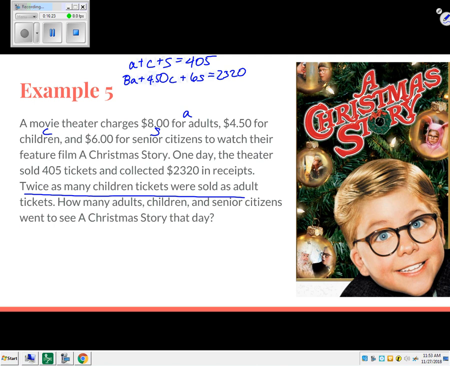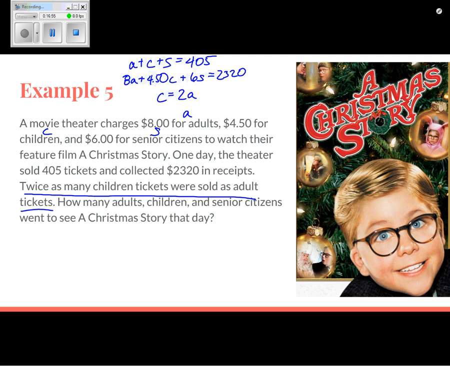Twice as many children tickets were sold as adult tickets. So twice as many children came as adults. That means if I take the number of adults that came, multiply it by 2, it should equal the number of children. Think of it this way. Twice as many children tickets sold as adults. For each adult that came, 2 children came. So I've got to multiply all the adults by 2 in order for it to match the number of children that came to watch the movie. And now I've just got to solve this. I want to know how many adults, children, and senior citizens came.